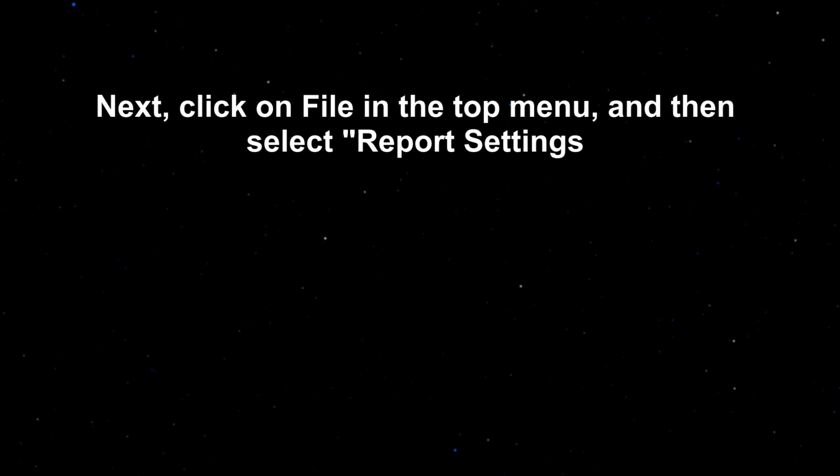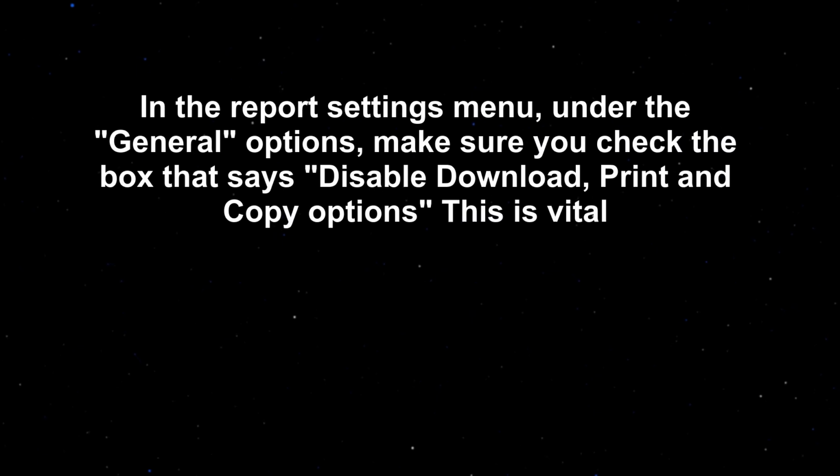Next, click on File in the top menu, and then select Report Settings. In the Report Settings menu, under the General Options, make sure you check the box that says Disable Download, Print, and Copy Options. This is vital. Alright, now click the Share button in the upper right corner.